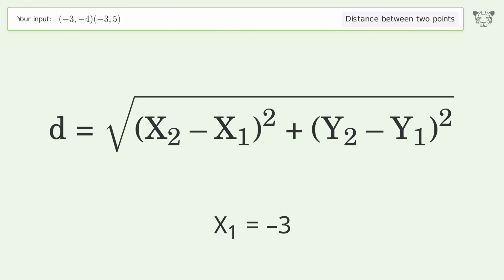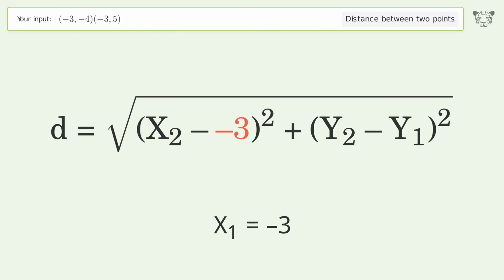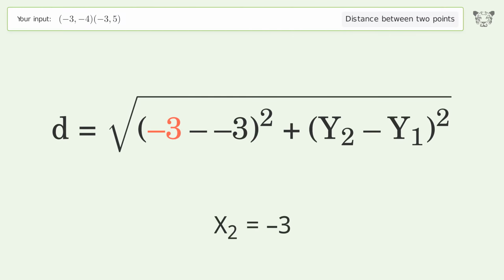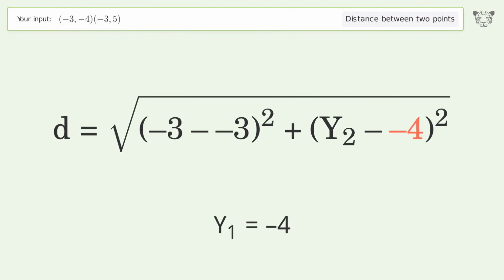x1 equals -3. x2 equals -3. y1 equals -4. y2 equals 5.